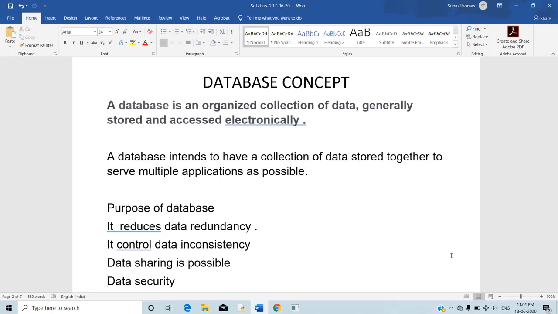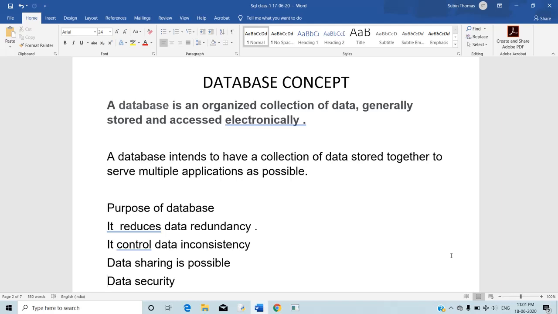Now we can see what the different purposes of a database are. The first main purpose of a database is that it reduces data redundancy. Data redundancy means data duplication. Data duplication means the same data will not occur again in the database. It will occur only once in the database. So, a database reduces data redundancy.